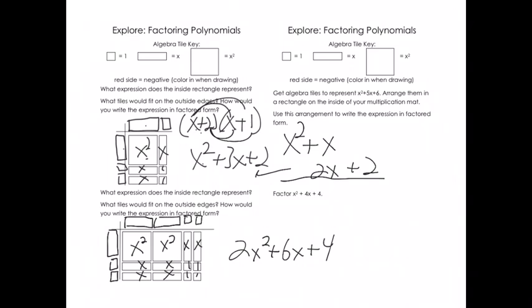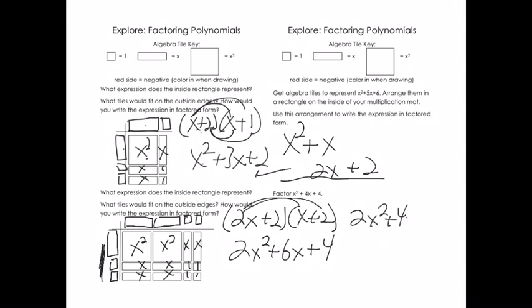And aren't those the tiles for this? So isn't that 2x plus 2 for the top times x plus 2 on the bottom for the right-hand side, left-hand side? And that factors that. Now, if we think about distributing to check, isn't that 2x squared plus 4x? And then 2x plus 4. And doesn't that give me 2x squared plus 6x plus 4? So that's what we're doing here.